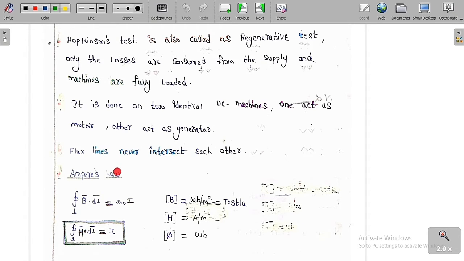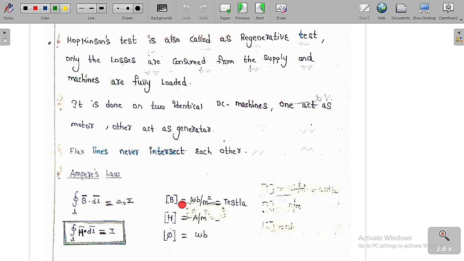Now we will discuss one important formula, which is called Ampere's law. Ampere's law says that the closed line integral of B bar dot dl bar is equal to mu naught into I. Therefore B by mu is nothing but H, so the closed line integral of H bar dot dl bar is equal to I. B is called the magnetic flux density, whose unit is Weber per meter square. It is also called Tesla, and the unit of H is ampere per meter. H is called the magnetic field intensity, B is the magnetic flux density, and the unit of flux is Weber.